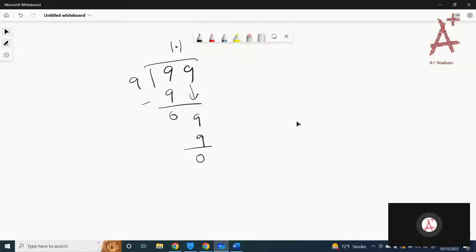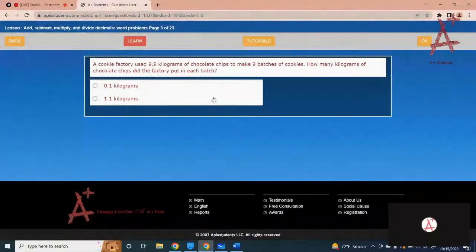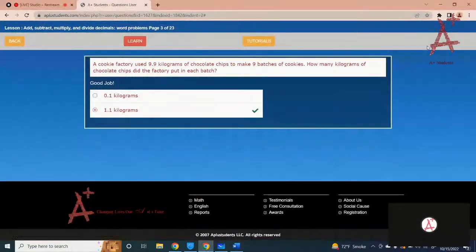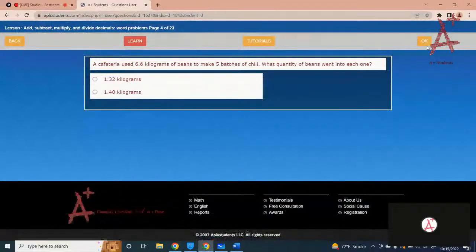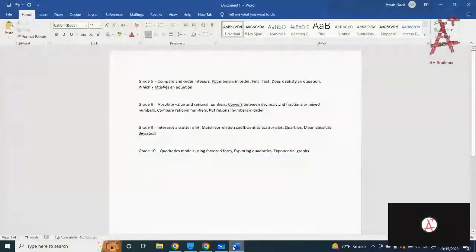So let's move on to the next one. The answer is 1.1 kilograms. Select the correct option and click on the OK button. A cafeteria uses 6.6 kilograms of beans to make 5 batches of chili. What quantity of beans went into each one? So you have to do 6.6 divided by 5. Got it?